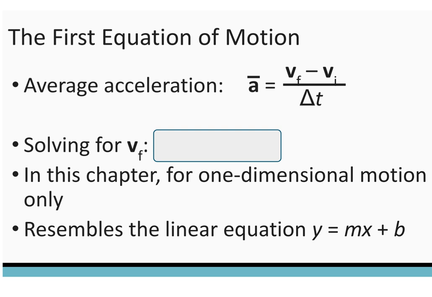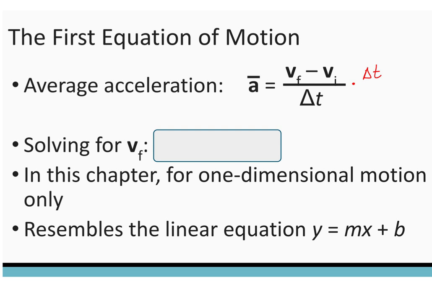For this first equation of motion, I'm going to start with average acceleration and manipulate this formula so that I have my final velocity by itself. If you remember literal equations from algebra, literal equations are all these variables, and we want to get one of them by itself. So to get my v_f by itself, I'm going to multiply both sides by this change in time, right?